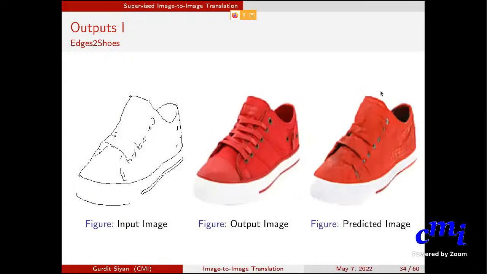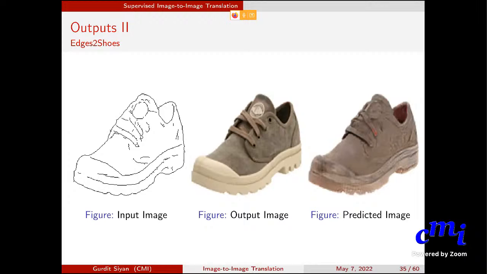So the next dataset has paired image samples of sketches. Basically, I think they just did edge detection, and the output image is shoes. I think they scraped this data from Amazon. I'm not entirely sure. And this is the predicted image that my model generates. This is one of the samples. This is another sample.